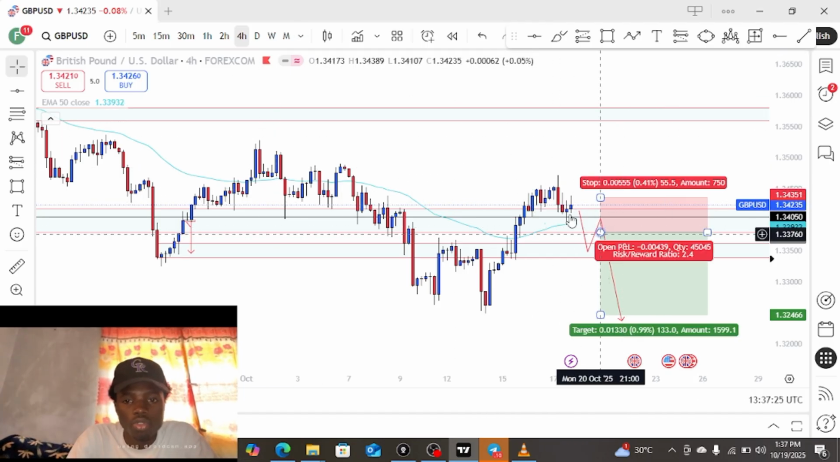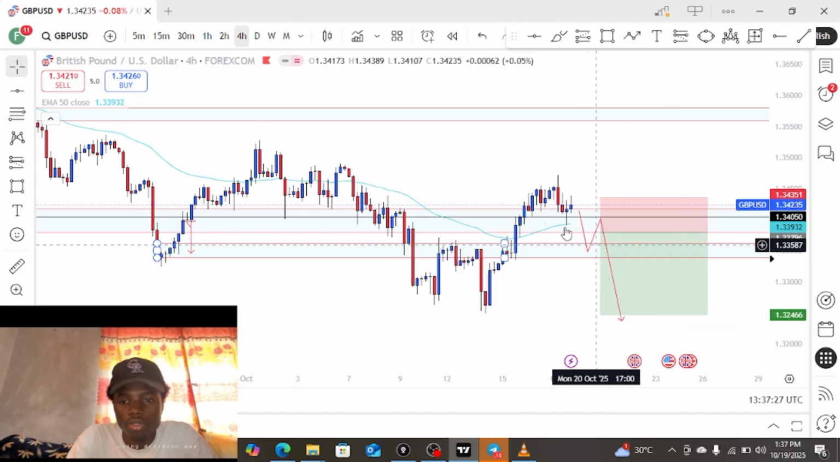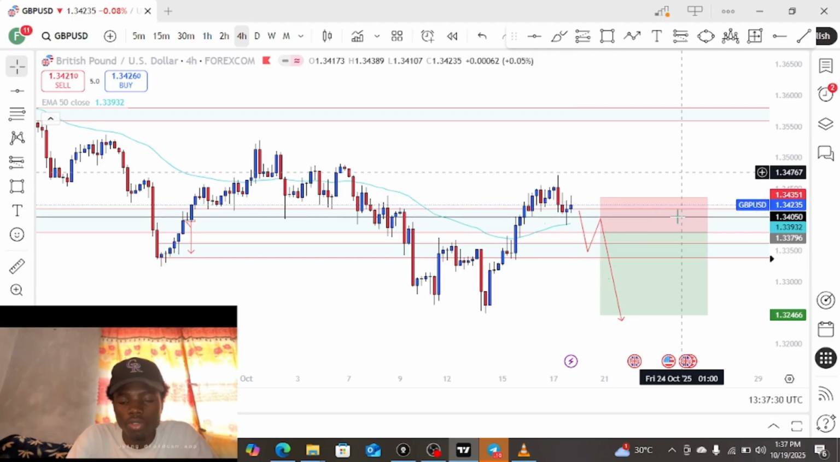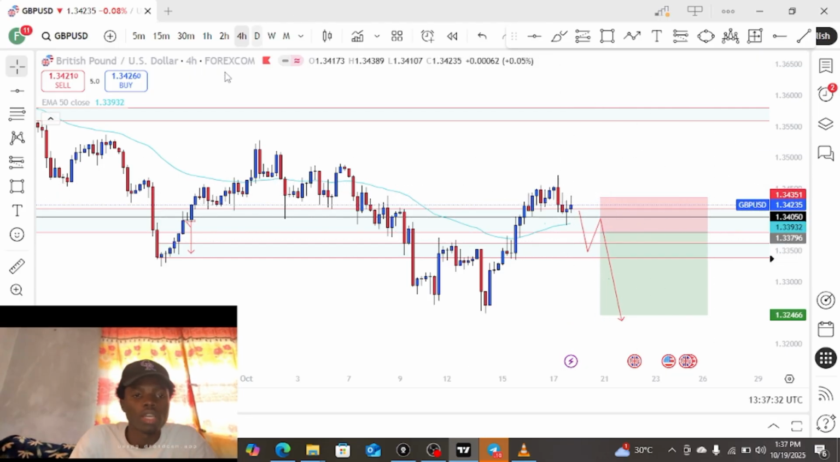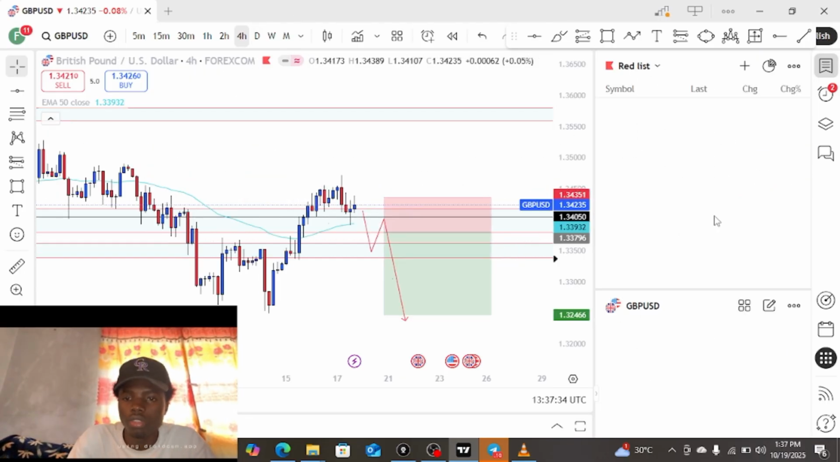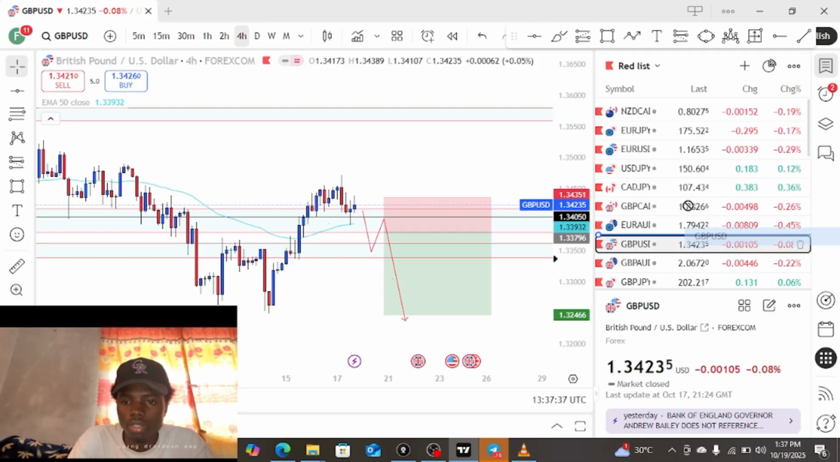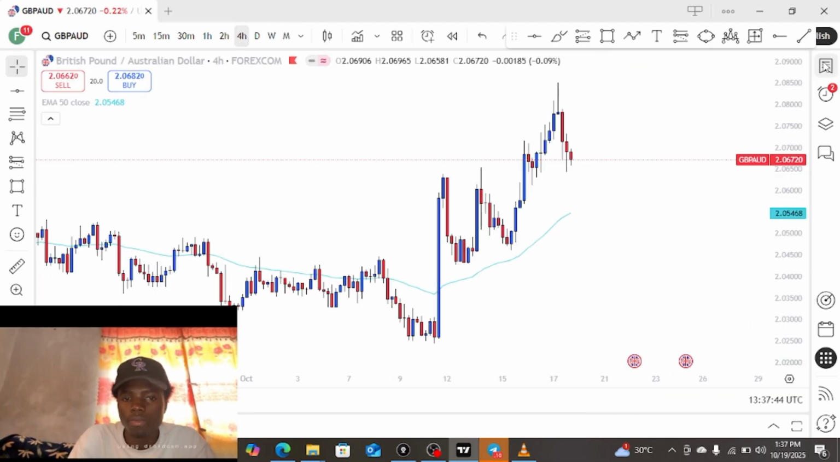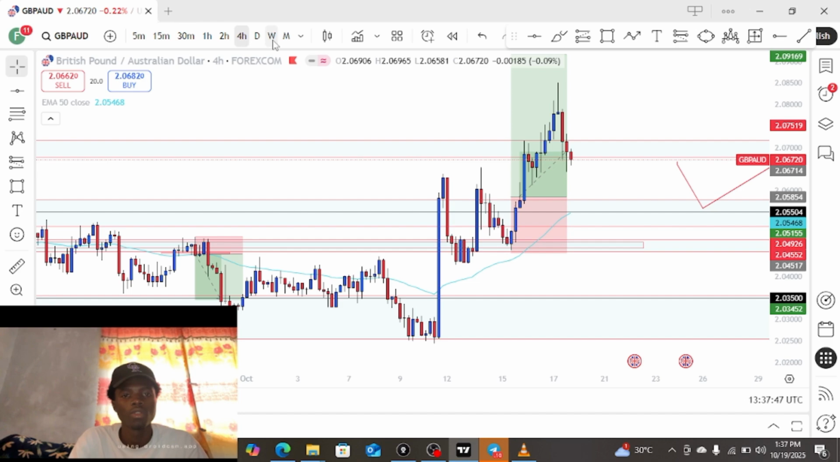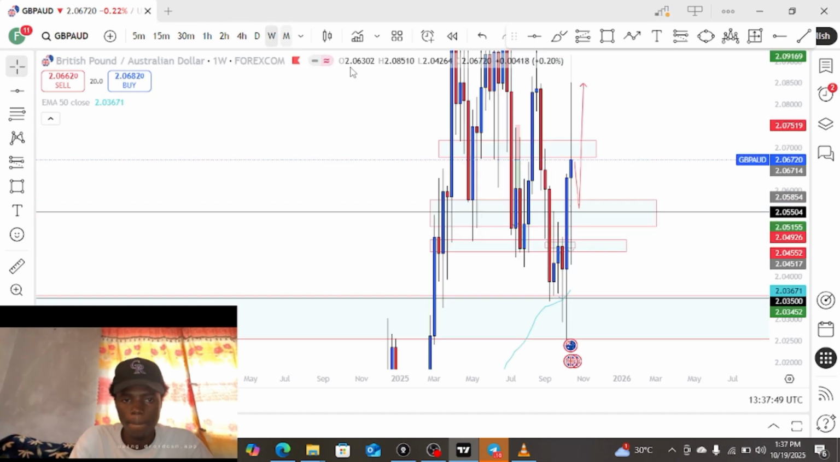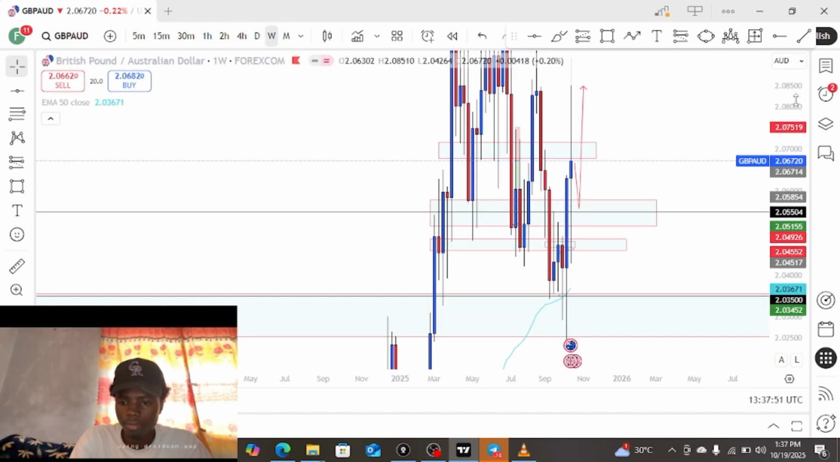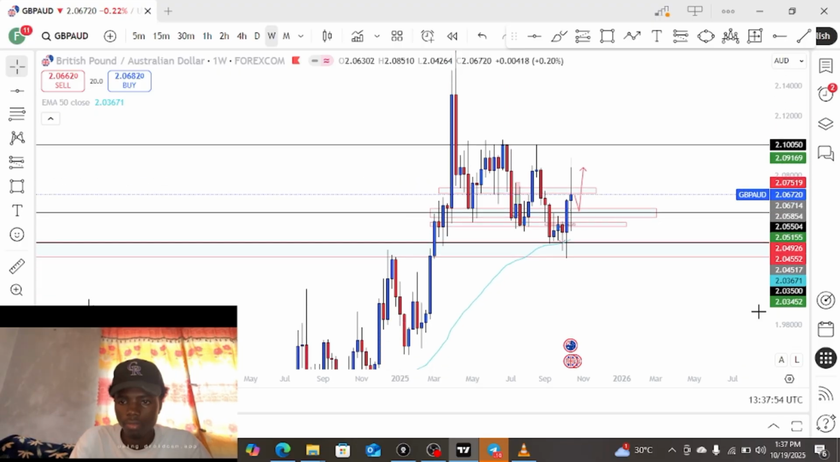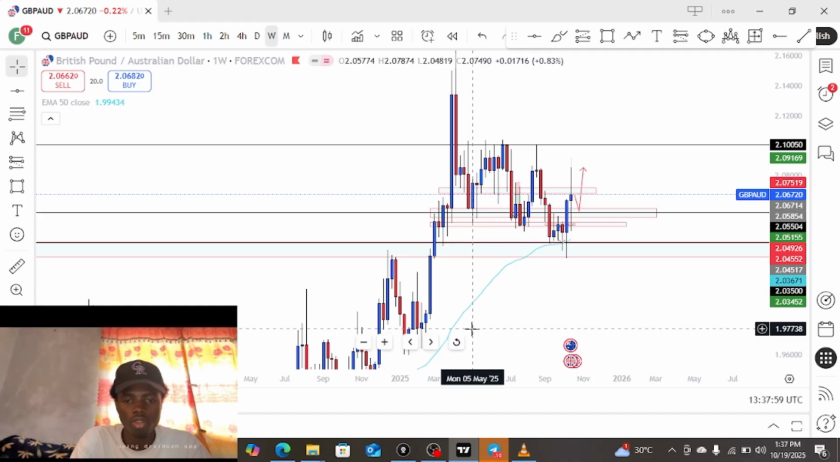Okay, so we're looking for the breakers, break and retest of the AOI. That's what we are looking for. GBP USD next to EUR USD or USD JPY. Let's go to GBP AUD. GBP AUD is higher, higher low.